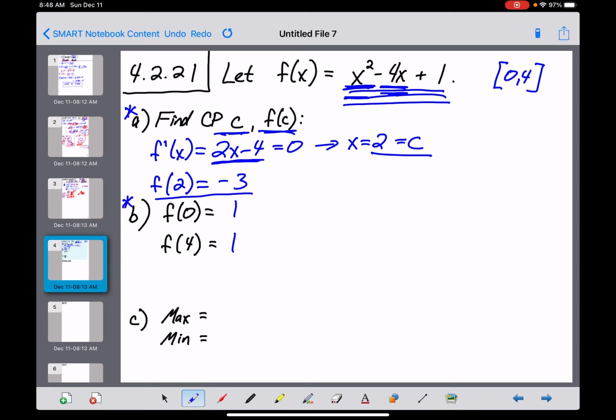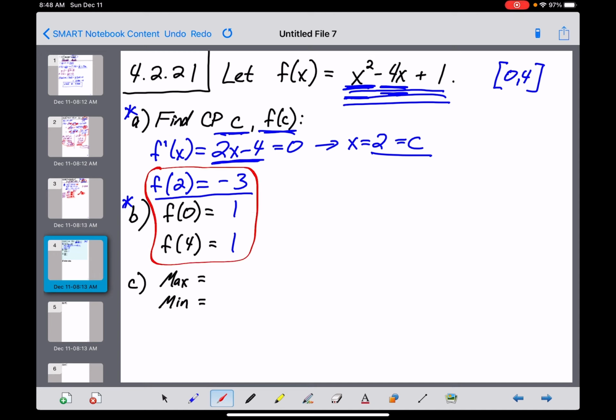Moving on to C then, let's determine the minimum and the maximum. I guess I can slide this up a little. The min and the max of this function on that interval. Well, remember, guys, a max or a min can only occur at critical points and endpoints. And very conveniently, right here, I've got all 3 of those things. My critical point at the point 2, negative 3, and then my endpoints there when x was 0 and 4. So the maximum is going to be the highest number out of those 3, and it's a tie with 1. Our minimum is the lowest value of all of them, which is going to be negative 3.